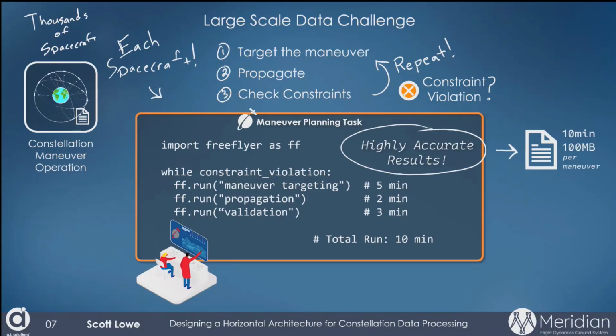So, just as a back of the napkin calculation, let's say that after running this, it takes about 10 minutes to run and generates about 100 megabytes worth of data per maneuver. Multiply that times 1,000 spacecraft, and you can see where the problem comes in, right? We have 7 days worth of CPU time that we spent and about 1 gig of resources.